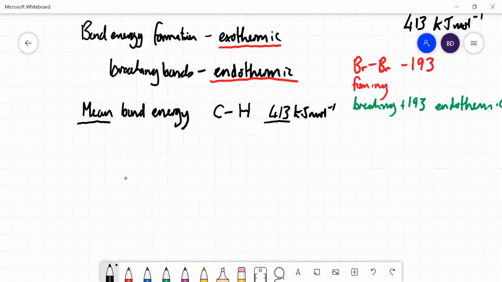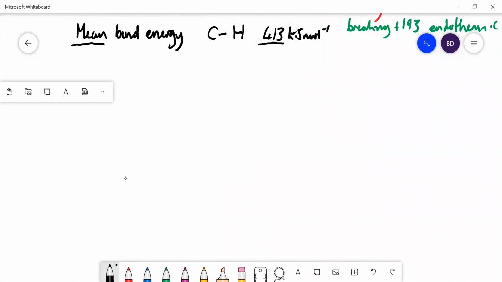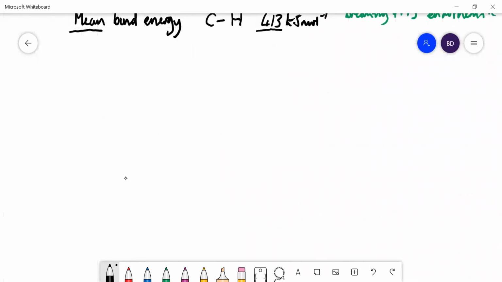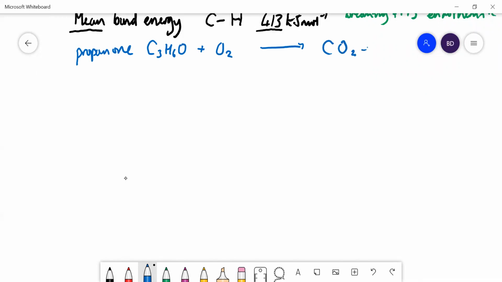Okay, so let's do a bond energy calculation then. This is a typical one. It's something you've probably done at GCSE, so it's not that difficult. Let's say we've got propanone. Propanone is C3H6O, and if you burn it in oxygen, you will get carbon dioxide and water. If we balance that equation, you get 3 carbon dioxides, 3 waters, and that means you're going to need 4 oxygens.